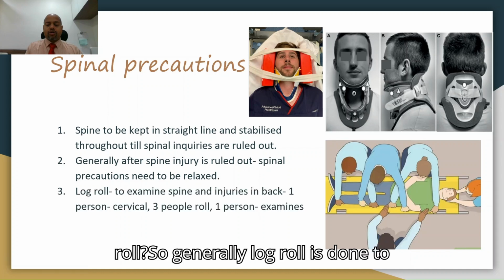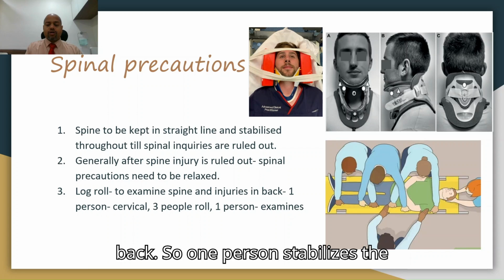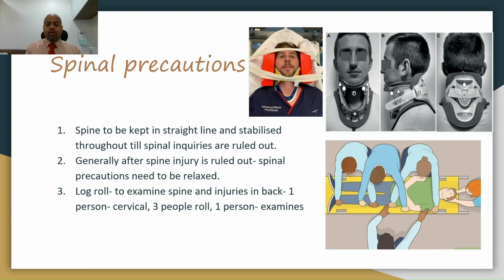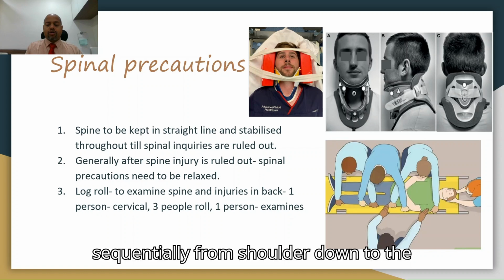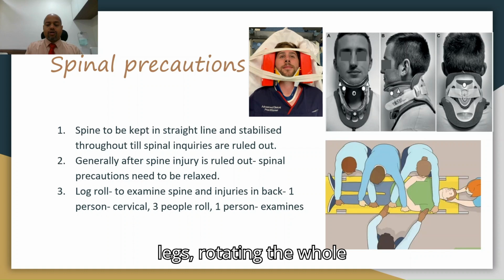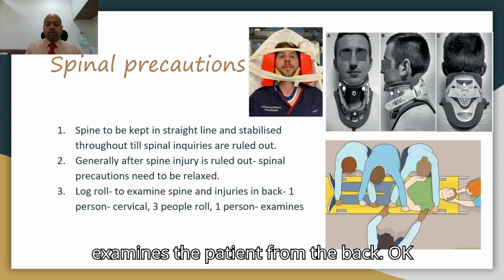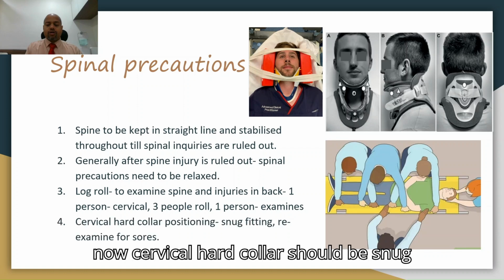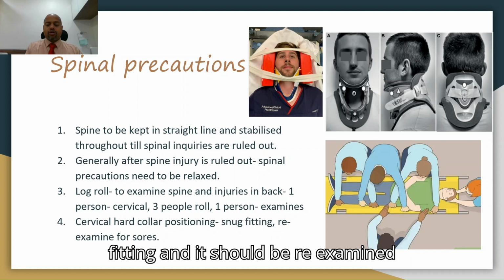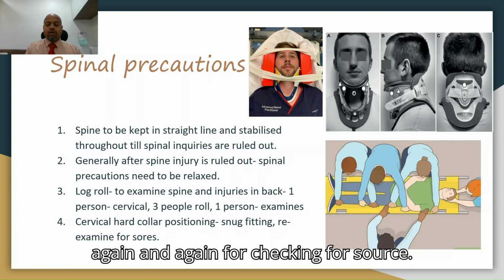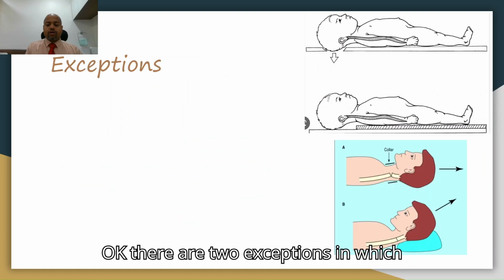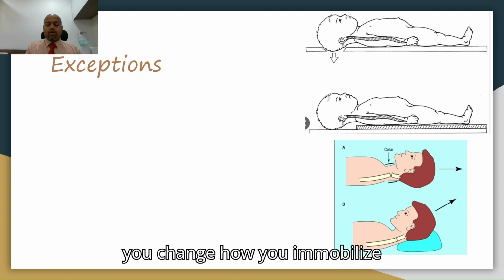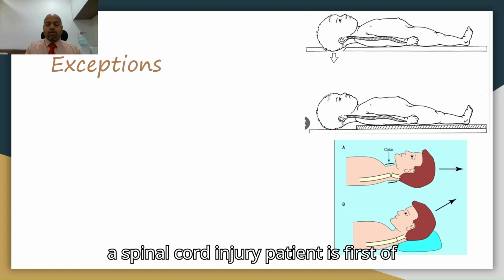Now, how do you do a log roll? Generally, log roll is done to examine the spine and injuries in the back. One person stabilizes the neck. Three people are there sequentially from shoulder down to the legs, rotating the whole body along with the neck as a log of wood, and one person examines the patient from the back. Okay, now the cervical hard collar should be snug fitting and it should be re-examined again and again to check for sores.